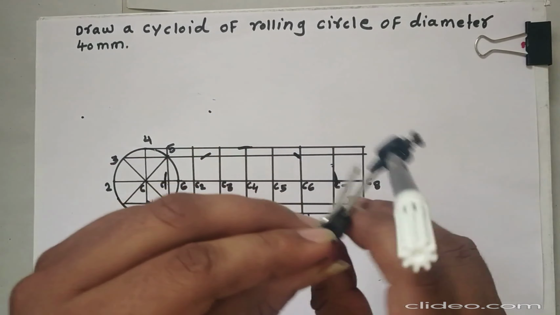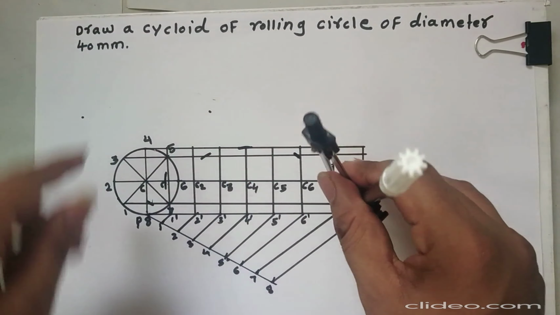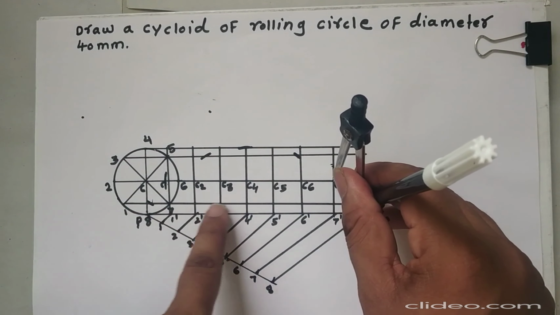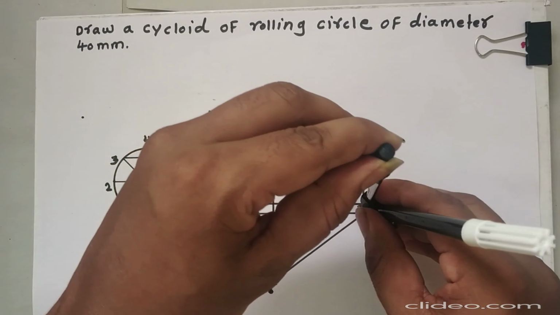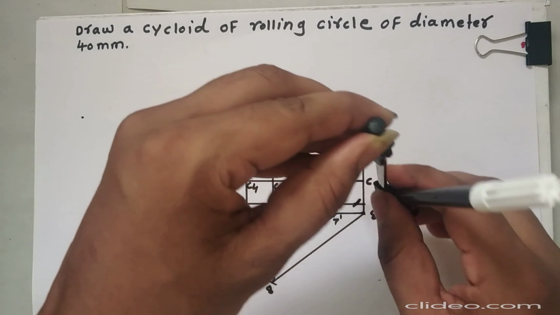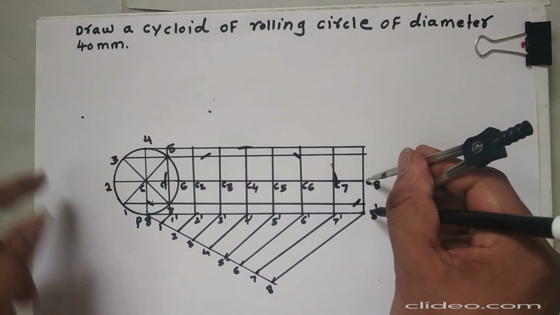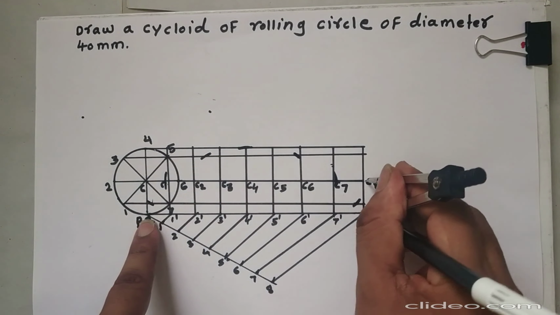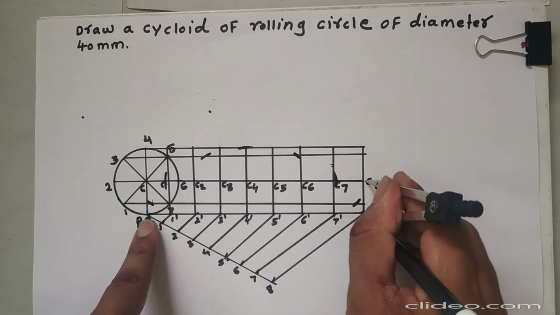Next C7, same radius. Now use this 1, 7 horizontal line and cut the arc. And the last one, C8. So C8 is over here, and it will come exactly on point number 8.